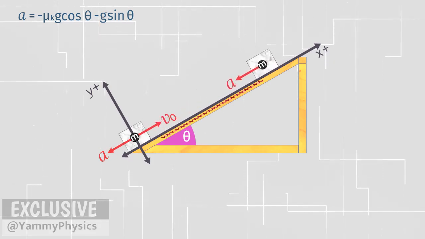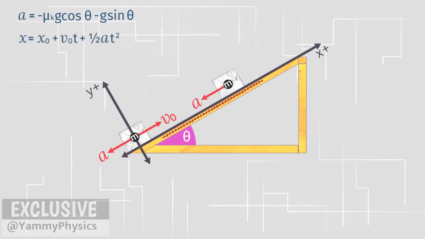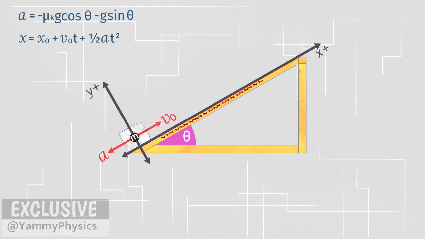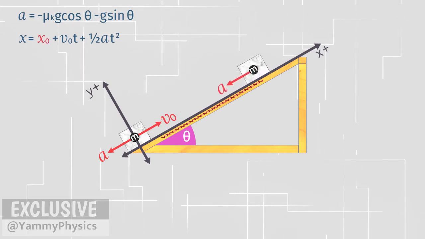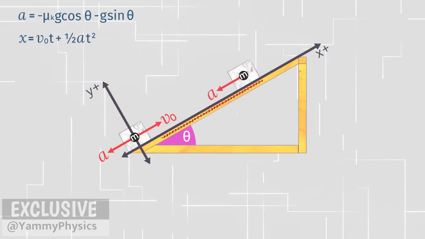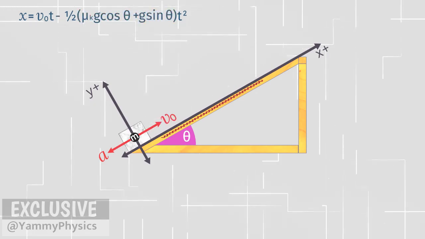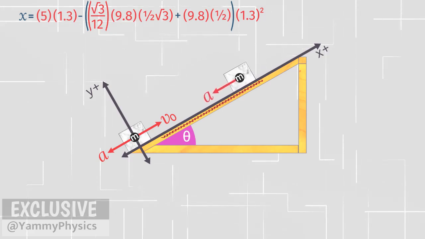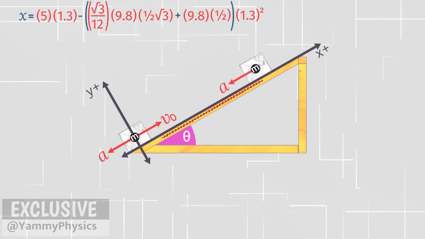The block is moving in a straight line with constant acceleration. The corresponding kinematic equation is x equals x0 plus v0t plus half at squared. Since the block starts from the center of coordinates, x0 is 0. We can substitute the acceleration value. All the values on the right side have been stated on the problem sheet. We can calculate this value on a sheet of paper.